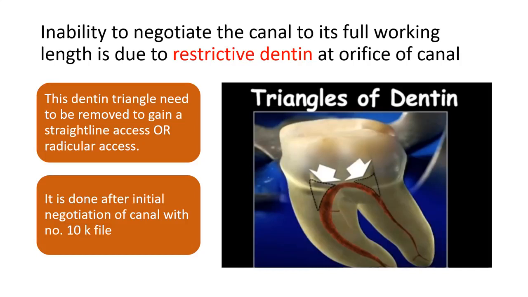This dentin triangle needs to be removed, but it is not the next step after access opening. Please don't do this step immediately after access opening. It is done only and only after initial negotiation of the canal with a number 10 K file. Many complications can arise from a clinician approaching removal of this dentin triangle in the wrong sequence of glide path creation.